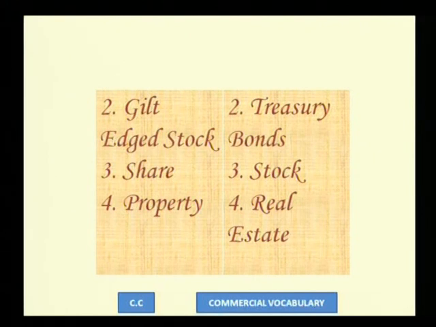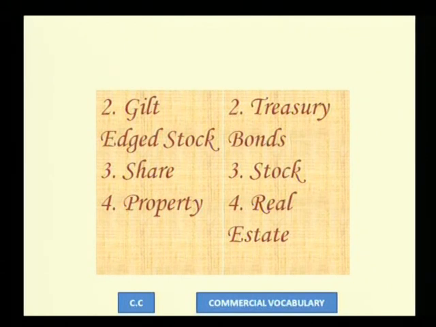Next is gilt-edged stocks, which in American English is called treasury bonds. These are the bonds which are issued by a national government. They denote high grade security. The next term is share, for which the American term is stock.